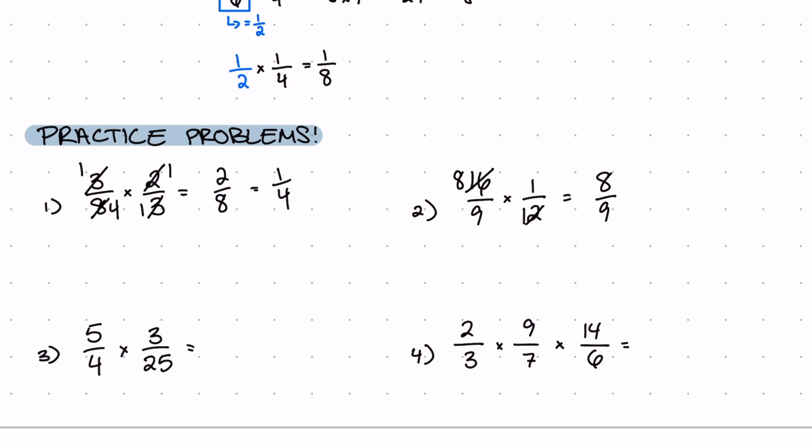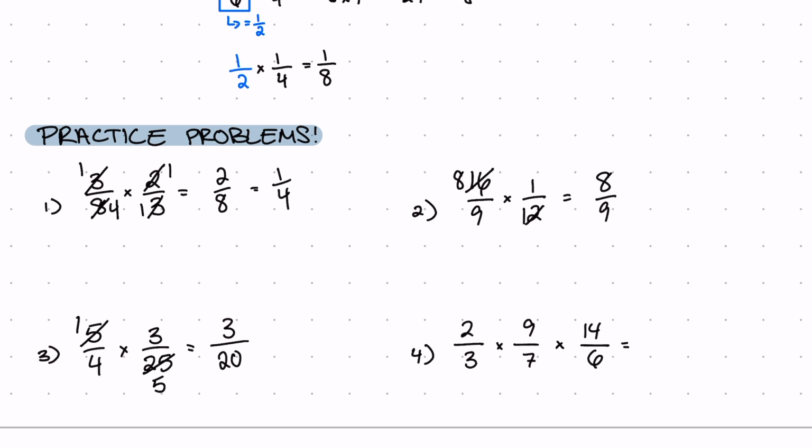For the third one, we have 5 over 4 times 3 over 25. So 5 and 25 are both divisible by 5. So right away, we can divide them by 5. And now we have 1 times 3 over 4 times 5. So that's just going to be 3 over 20.